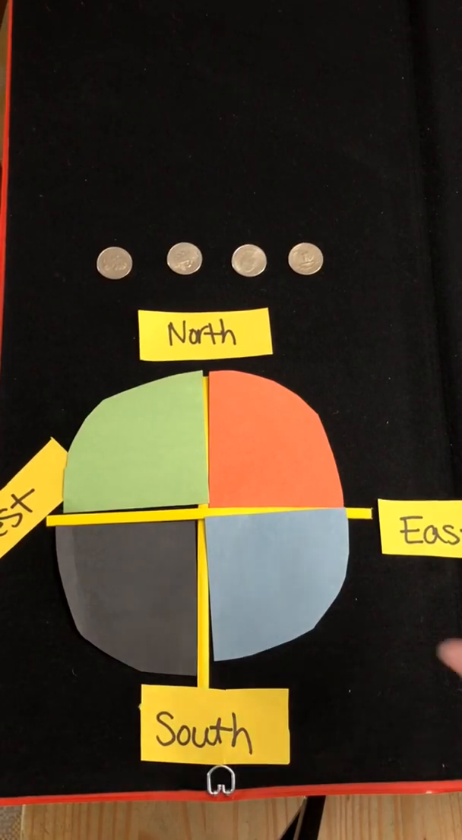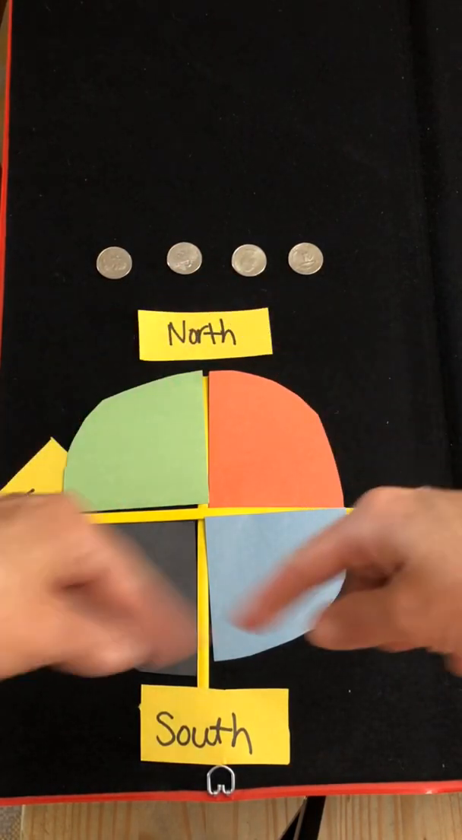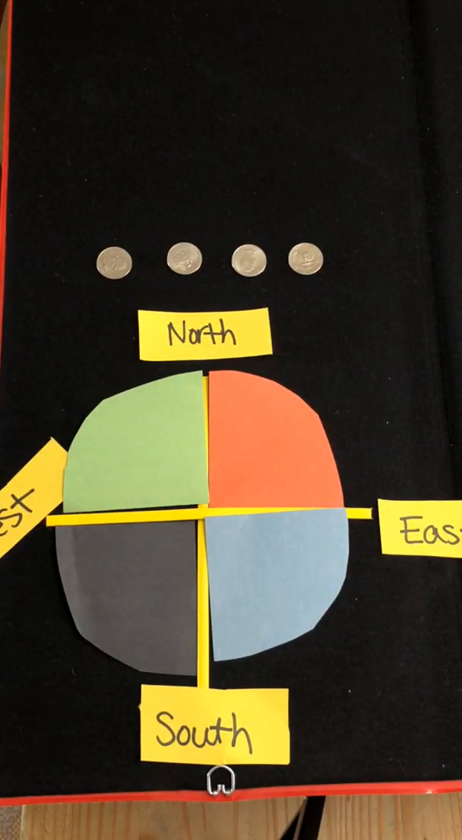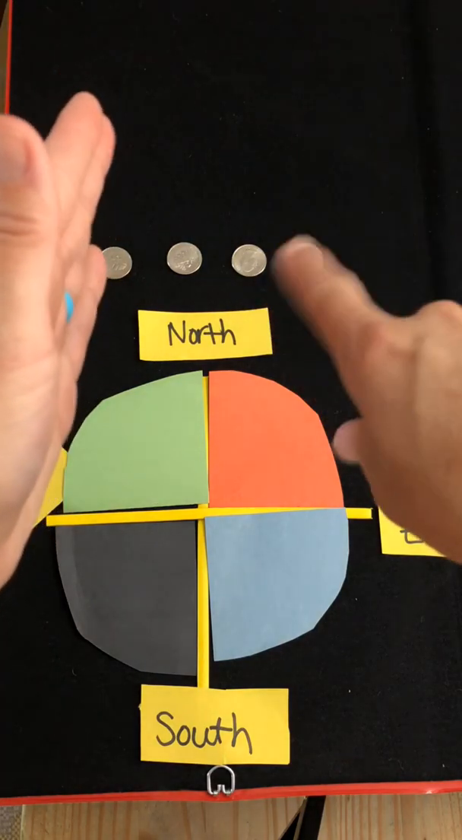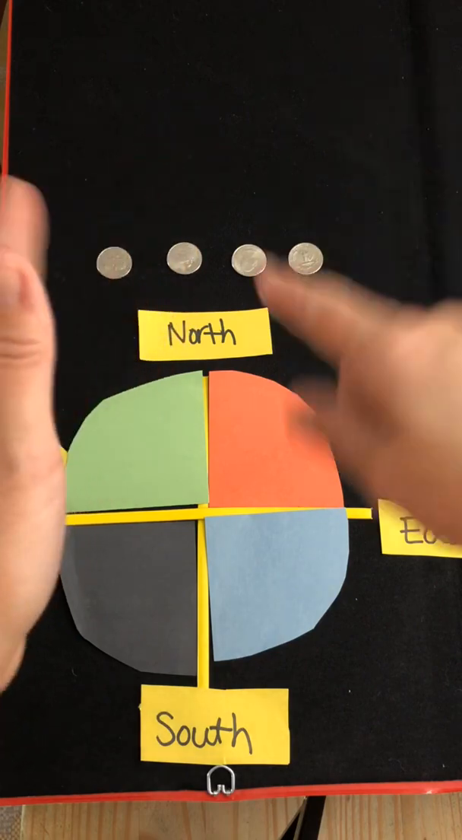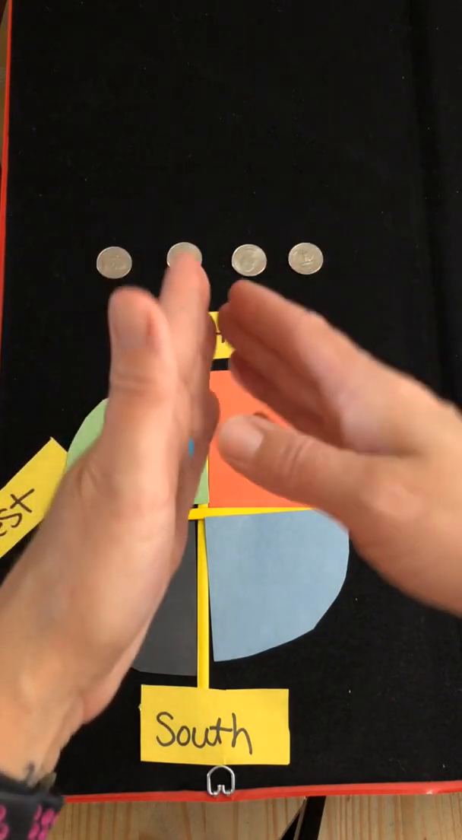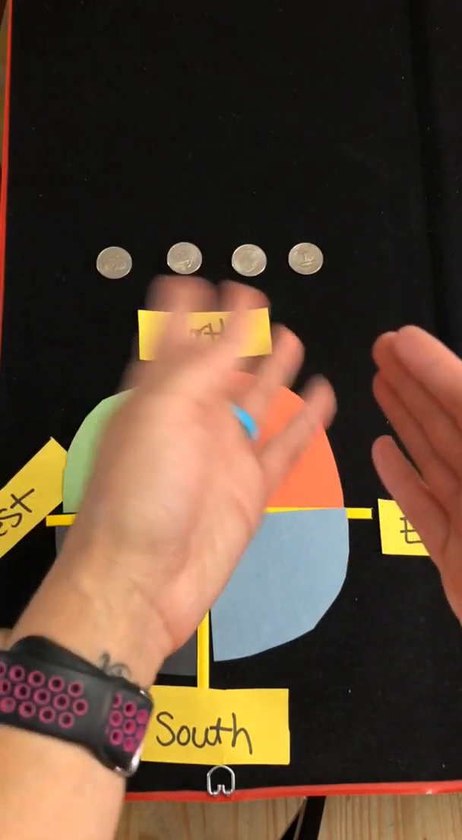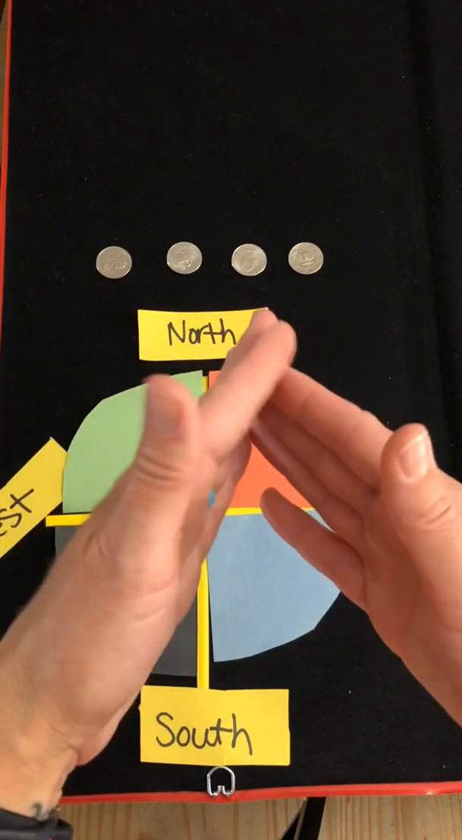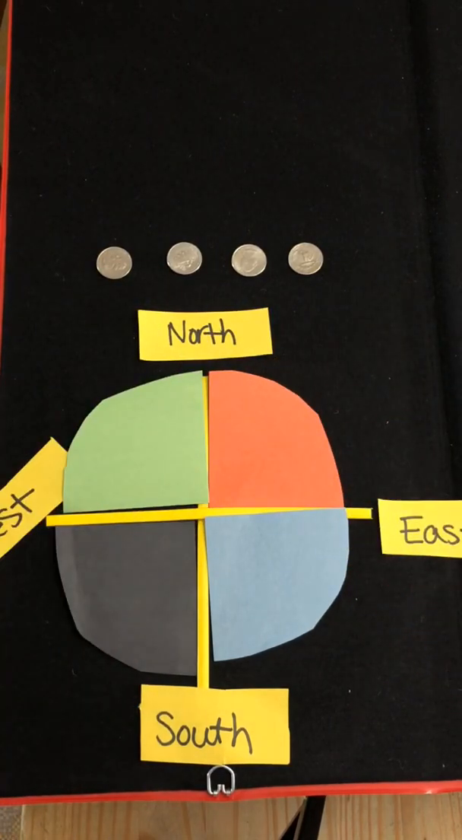So even though our kids are learning cardinal directions and how to turn towards a cardinal direction, if I'm facing north and I want to turn east, I'm going to turn right. If I'm facing north and I want to turn west, I'm going to turn left. And so we're going to start using words like, I'm facing north. Take a quarter turn to the right. Which direction are you facing?